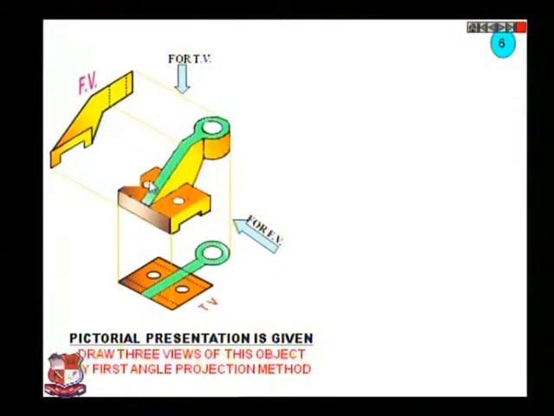These two holes, circular holes, one is here, another is here, which would appear as circles in top view. This cylinder will appear as circles as represented over here. So this is the top view of this object.